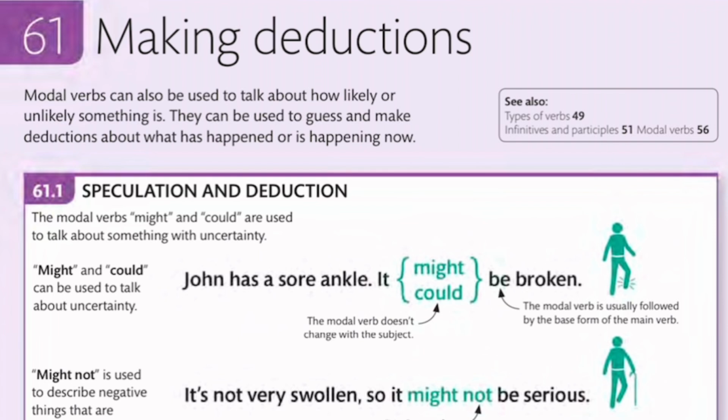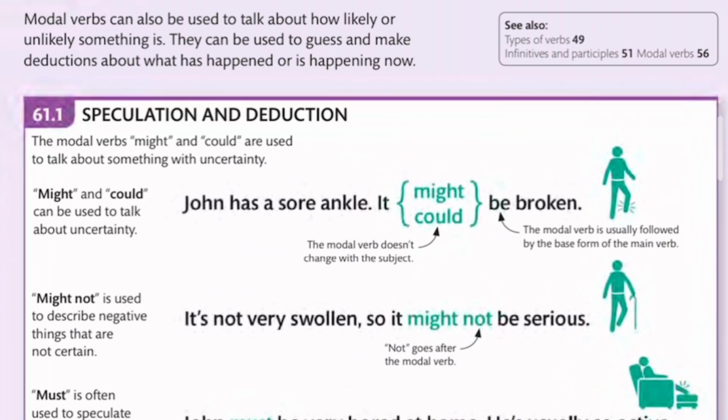John has a sore ankle. It might be broken or it could be broken. So the modal verb doesn't change with the subject. The modal verb is usually followed by the base form of the main verb. John has a sore ankle. It might be broken. Be broken. Do you understand?